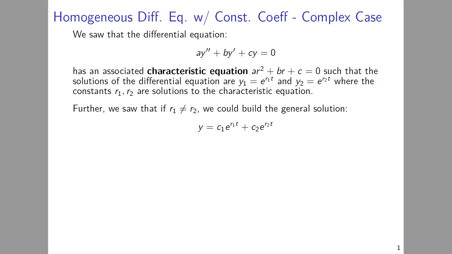Further, we saw that if r1 is not equal to r2, we could in fact build a general solution with y equals c1 e to the r1t plus c2 e to the r2t.